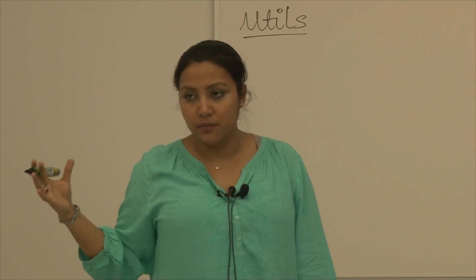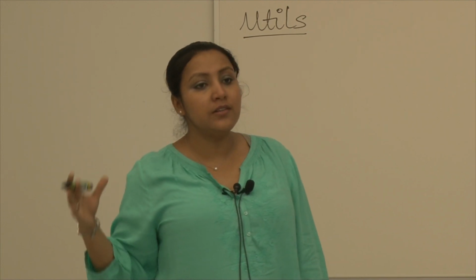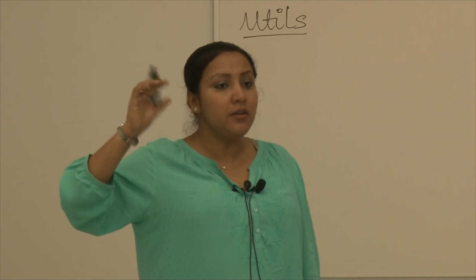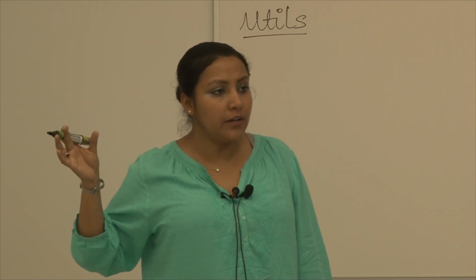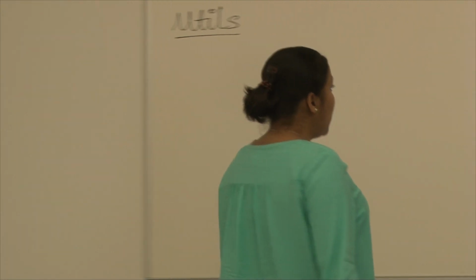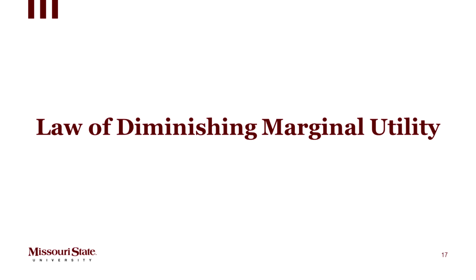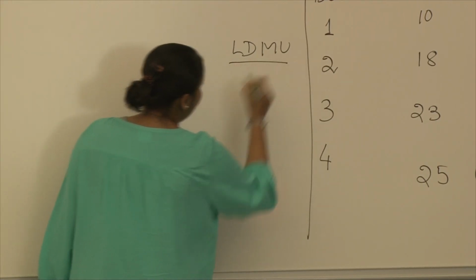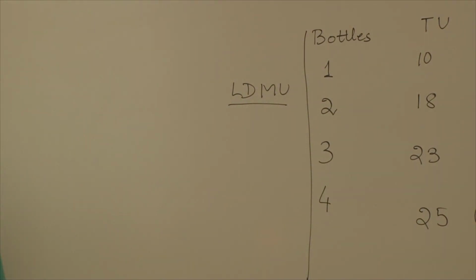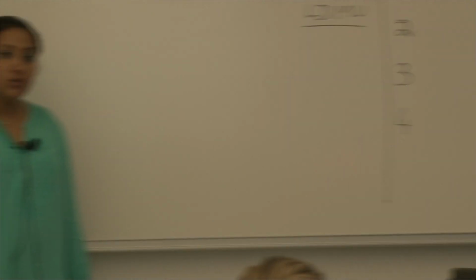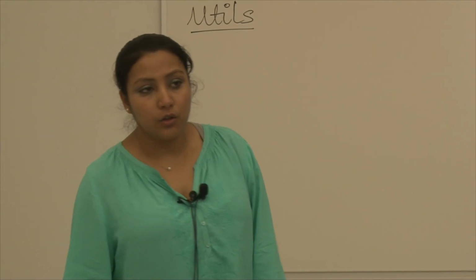That is what it means. It is increasing, but it is increasing at a decreasing rate. The increment is getting smaller every time, right. This is also known as law of diminishing marginal utility, LDMU. Whatever I just told you right now, that is called law of diminishing marginal utility. That means, as you go on consuming more of a commodity, the marginal utility from every additional unit keeps decreasing. Law of diminishing marginal utility.